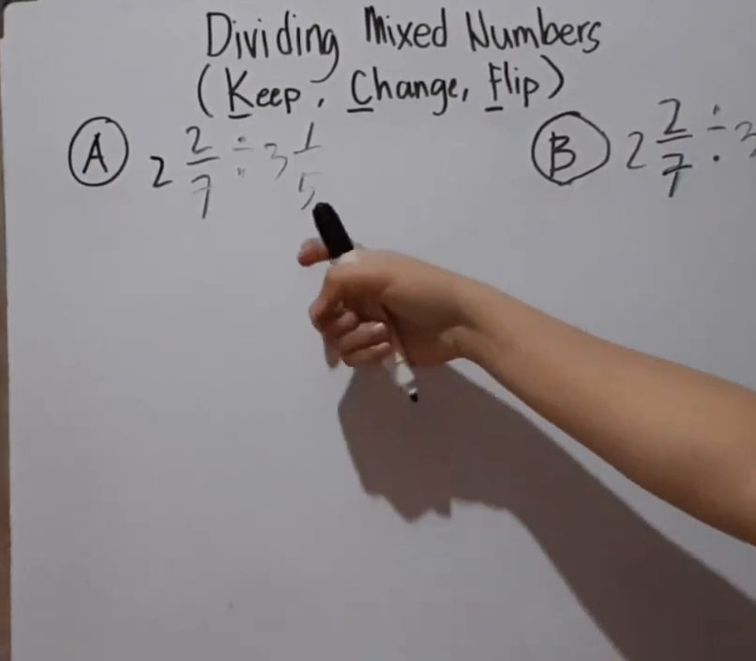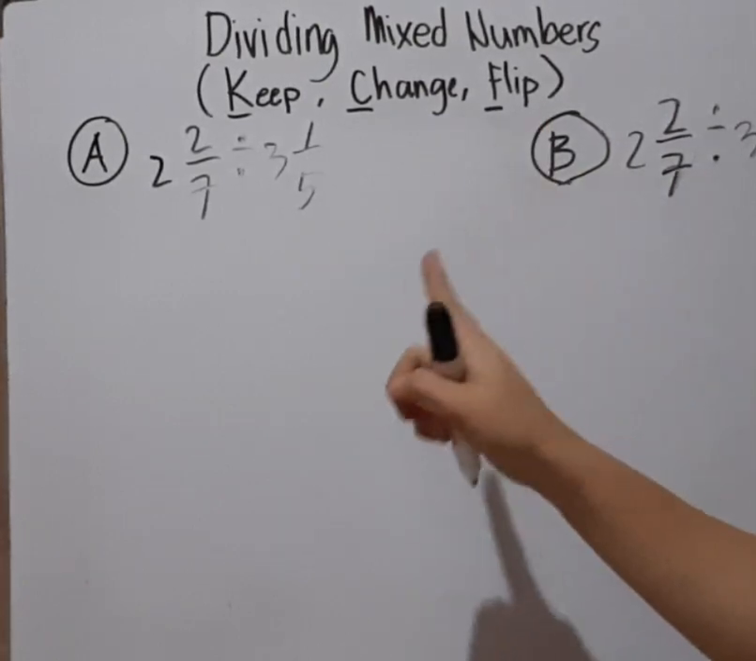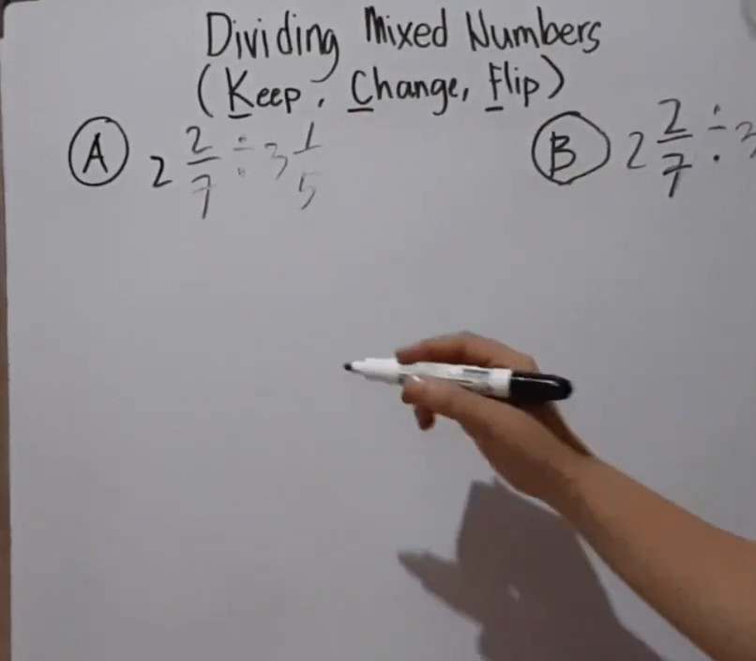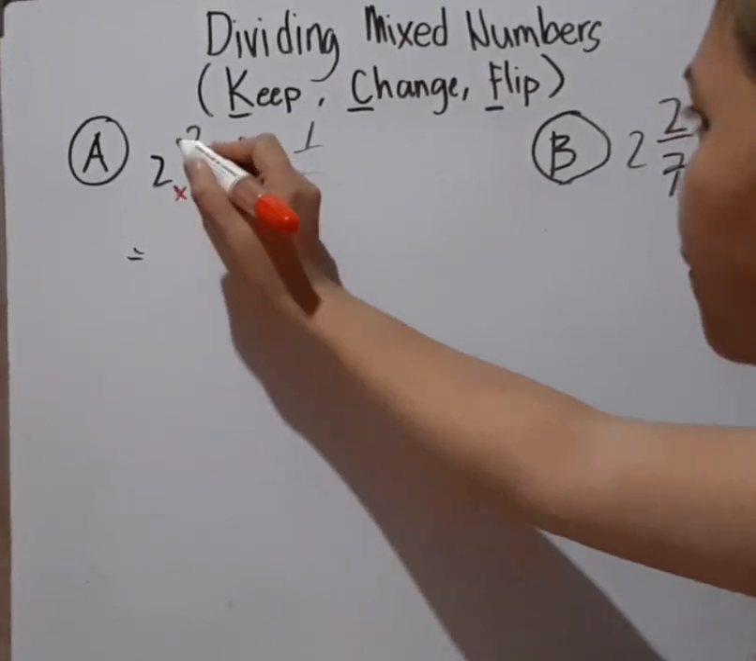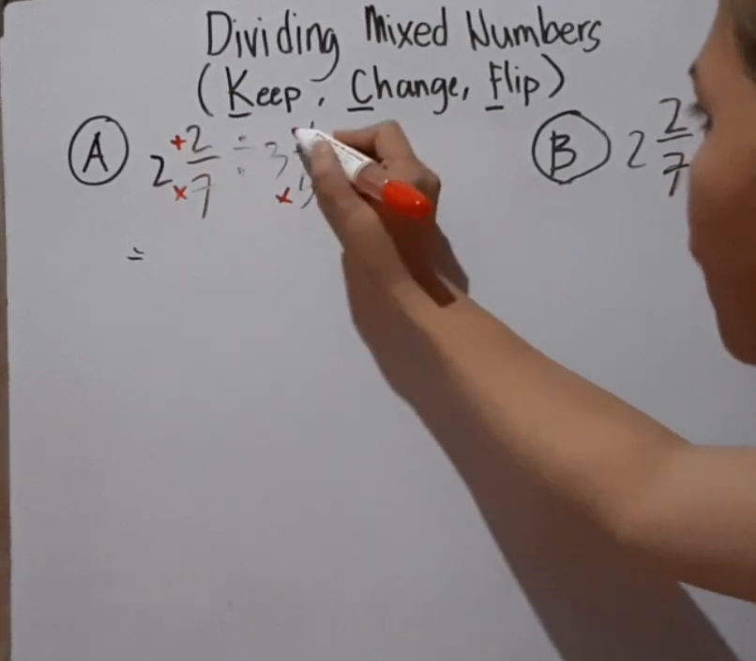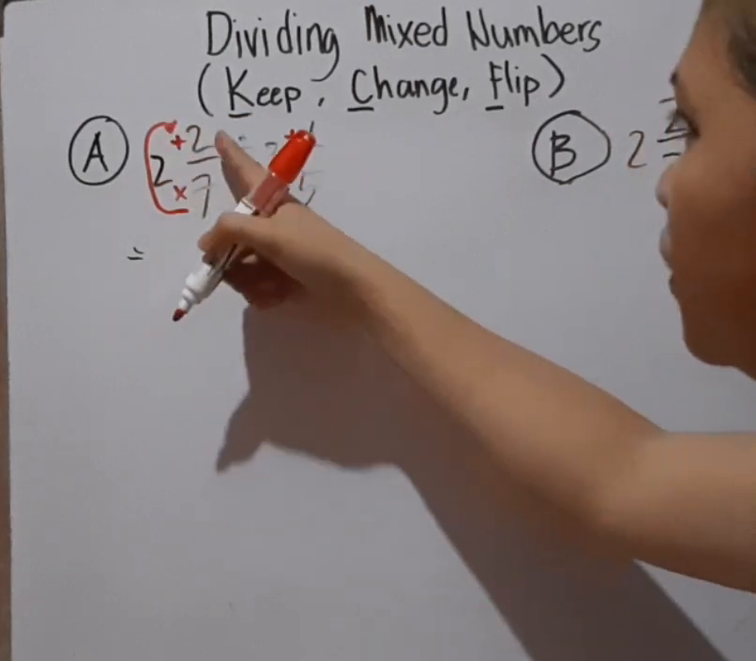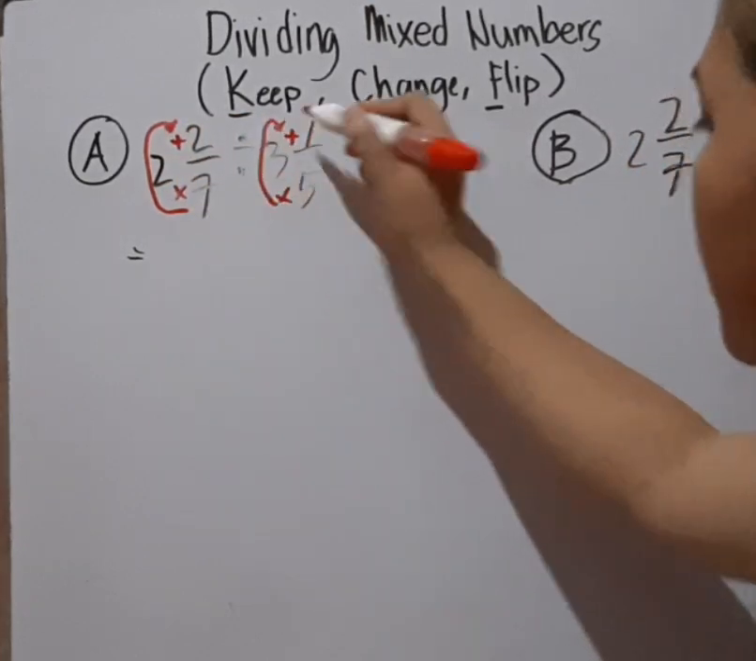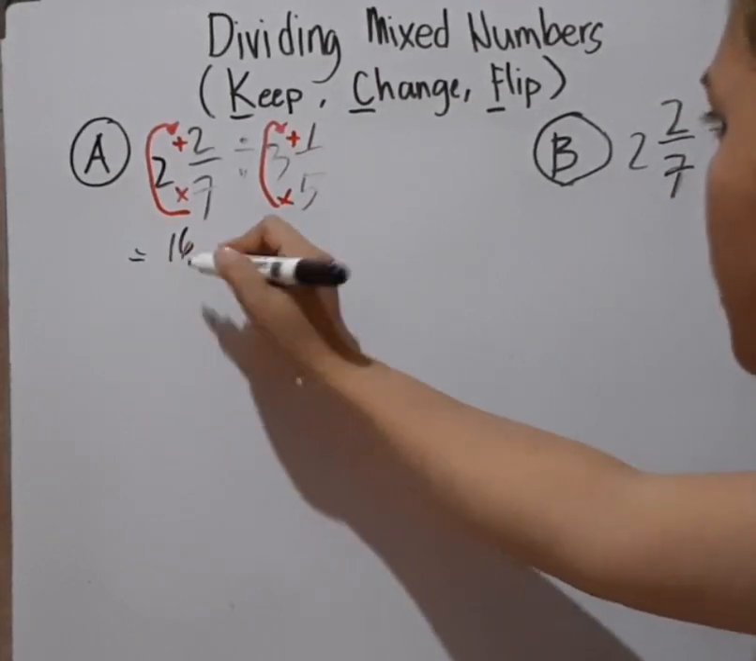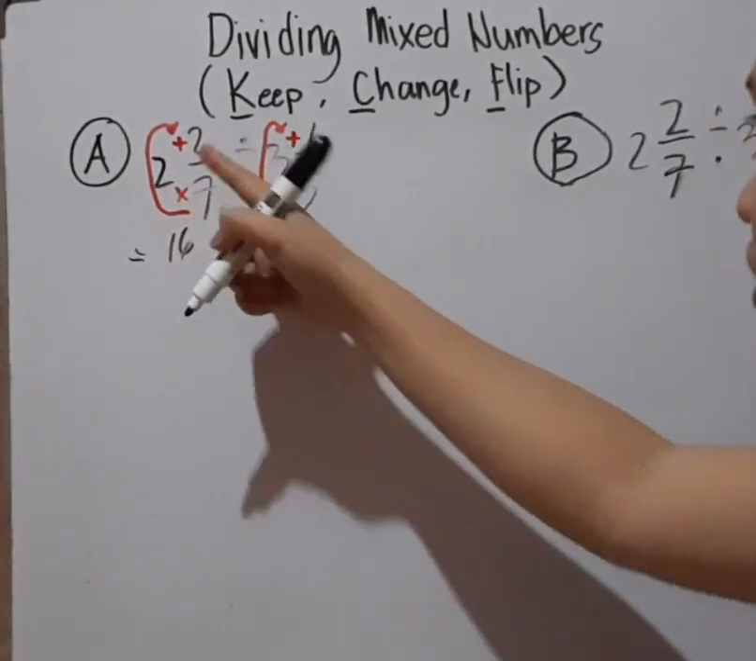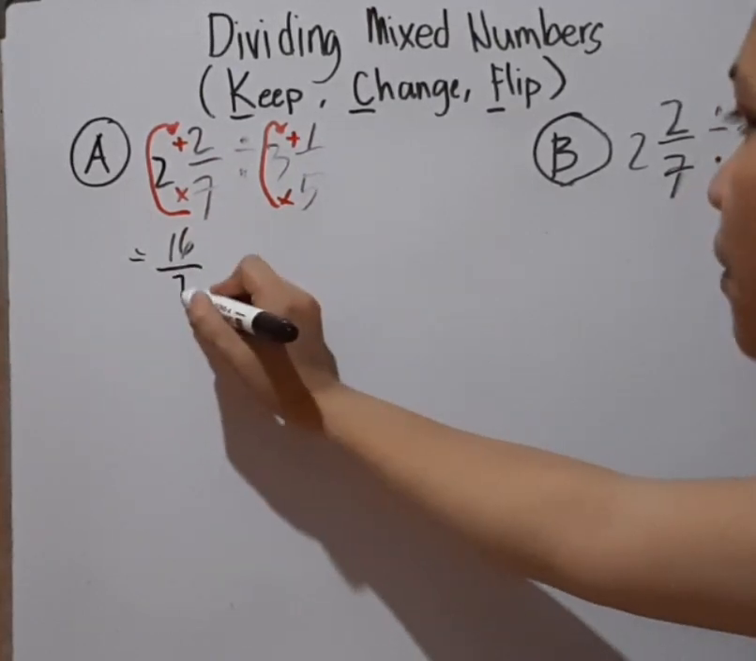Okay, so for second example, I'll show you pa rin po kung paano siya gawin. Okay? So, same process lang din po sa first na ginawa natin. So, here, change this one to improper po muna. Improper fraction. So, it's multiplication and then whatever the result will be added to the numerator. So, same here. Okay? So, automatic, it will give us 16. Kasi 7 times 2 is 14 plus 2. Yan, 16. Over, copy lang yung denominator niya.